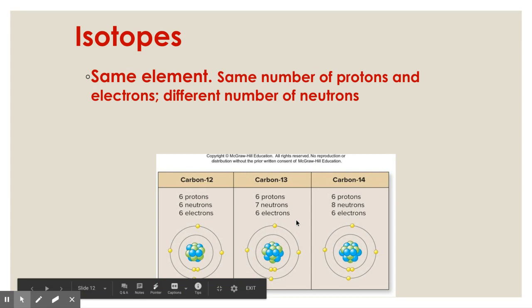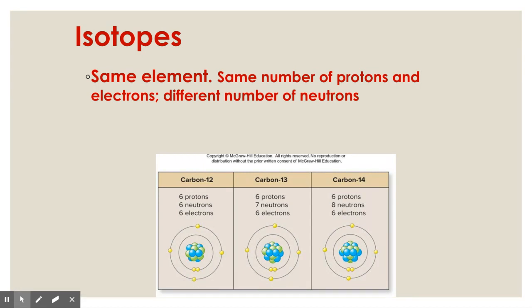So when you look at it, there'll be 7 neutrons, which is different than carbon 12, but it's still carbon because the protons are the same. Okay, the proton is really what defines an element as that specific element.